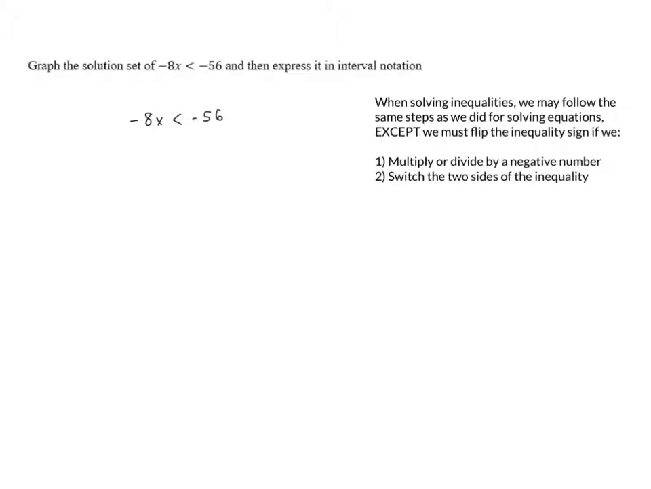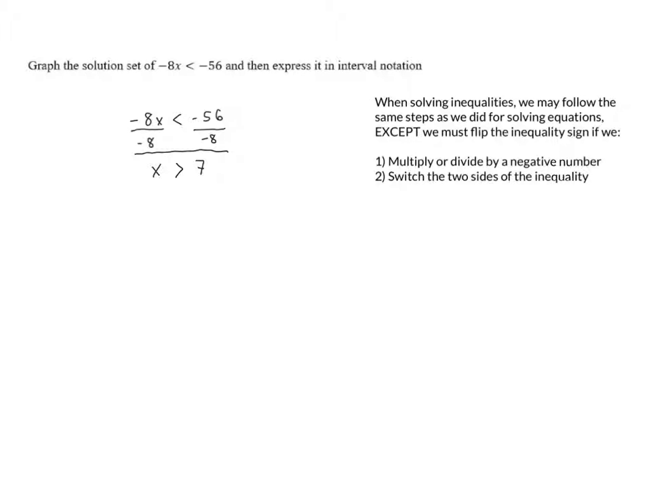Now on the left-hand side we have negative 8x, and if we want to get x alone, we've got to get rid of the negative 8 by dividing by negative 8. On the left, that gives us the x by itself. On the right, we know that a negative divided by a negative is a positive, and 56 divided by 8 is 7, so we've got 7 on the right. But because we've divided by a negative, we have to flip the inequality sign. So the inequality sign changes from a less than sign to a greater than sign.